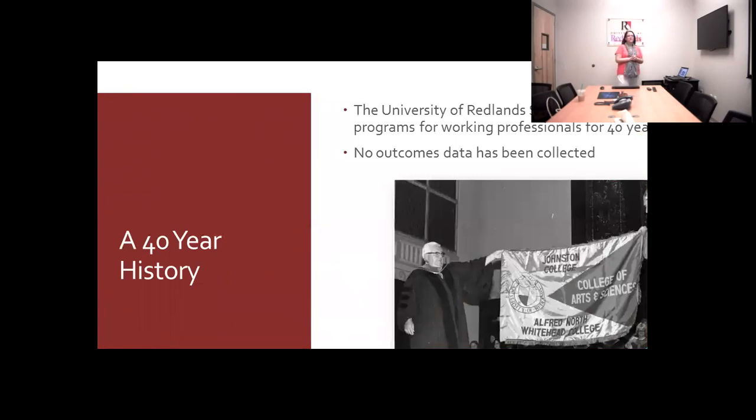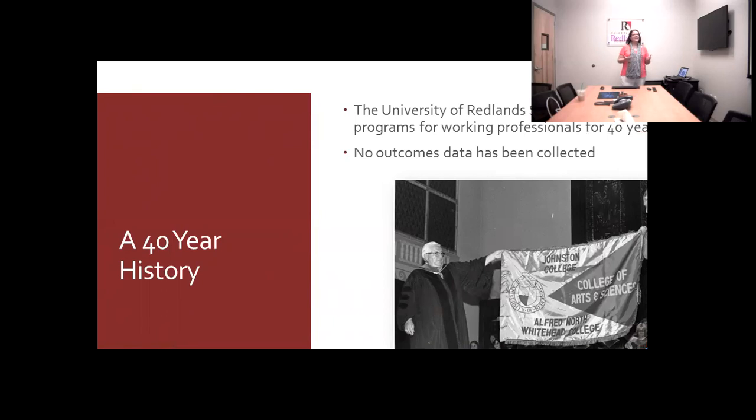So a brief history. The University of Redlands is more than 100 years old. We're a small liberal arts school in Southern California. But we have been providing education for business students, non-traditional business students, for more than 40 years. Unfortunately, in all of that time, we've never collected outcomes information. And so up until this point, we've been relying on anecdotal evidence to really try and sell students on the school and to suggest that the investment in this education is worthwhile.